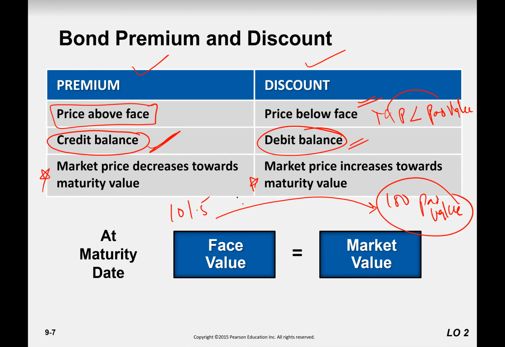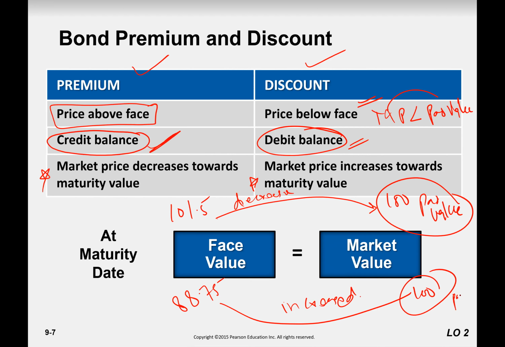...would decrease. If its price is below the face value, it means the discount, its value would be increased to par value. So at the time of maturity, at maturity date, the bond market value must be equal to its face value, because on the face of the bond it is written 1000.